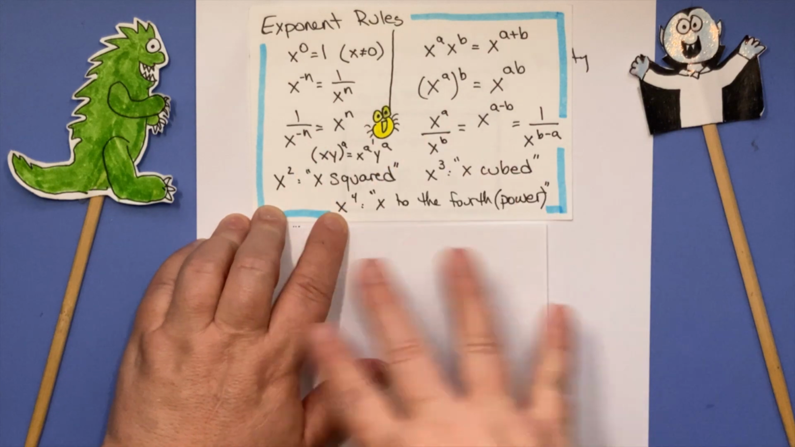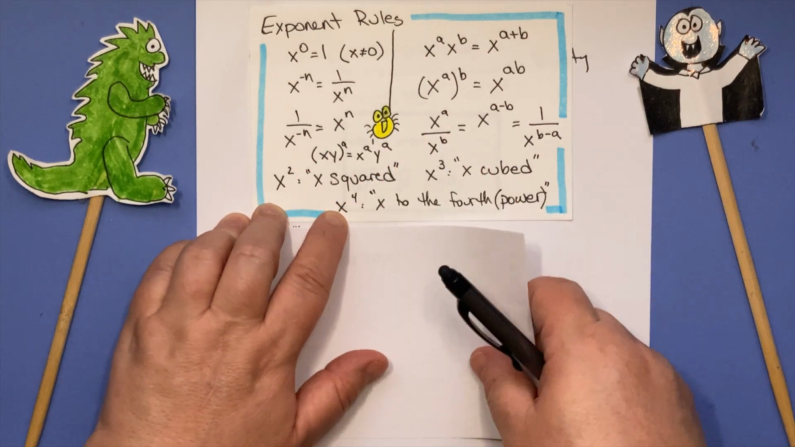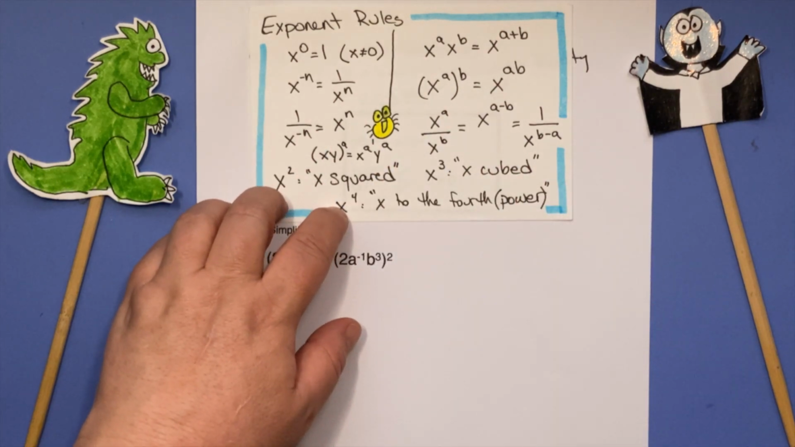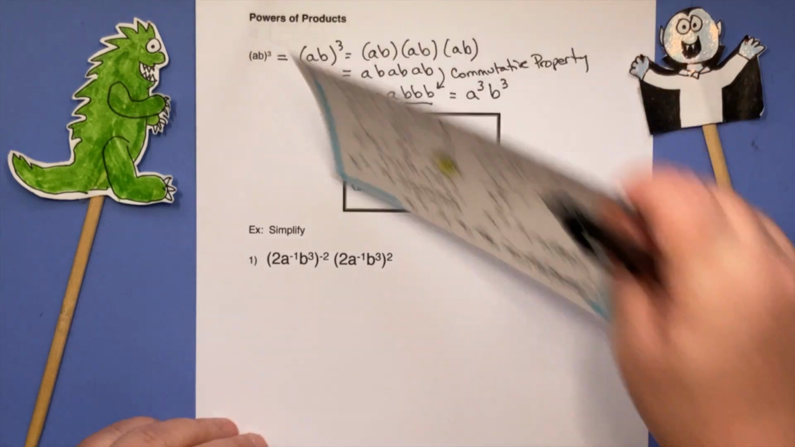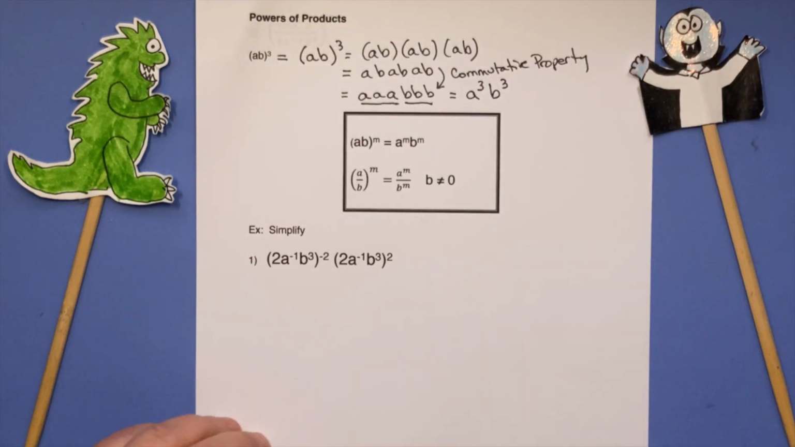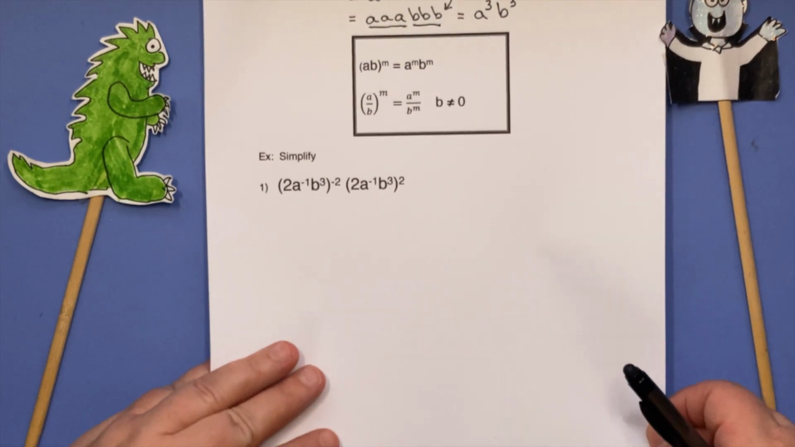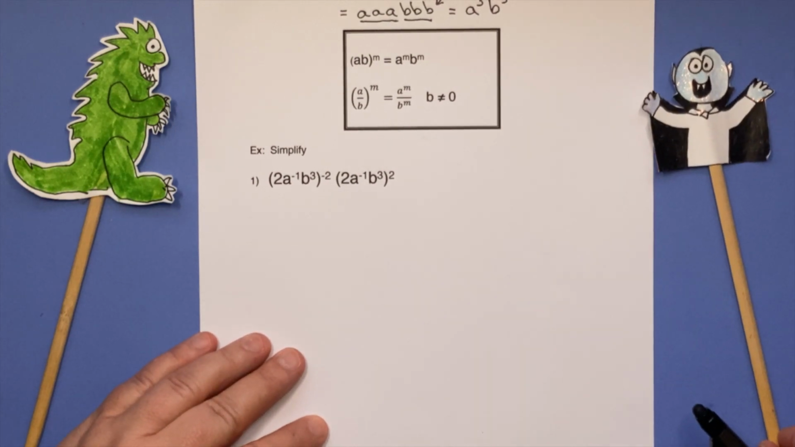So that may not be the way you want to write it, but definitely make sure you've got a list of all those different properties. And let's go ahead and do a couple final problems. So one of the hardest things, I think, as a student is being asked to simplify.